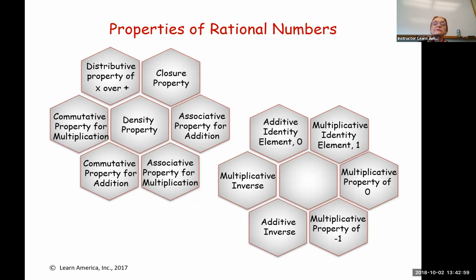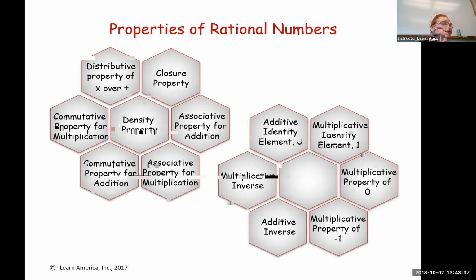Now, don't panic because we're going to discuss what each of these means. This just summarizes them so that you can go back and take a look at this and remember what they are. Also, we will look at additional properties that we have for the rational numbers. We have a multiplicative property of 0, an identity element of 1 for multiplication. We also have an identity element for addition, which is 0. Every element except for 0 will have a multiplicative inverse. Every element will have an additive inverse, and then we will look at the multiplicative property of -1. So let's move on and look at these properties in more detail.